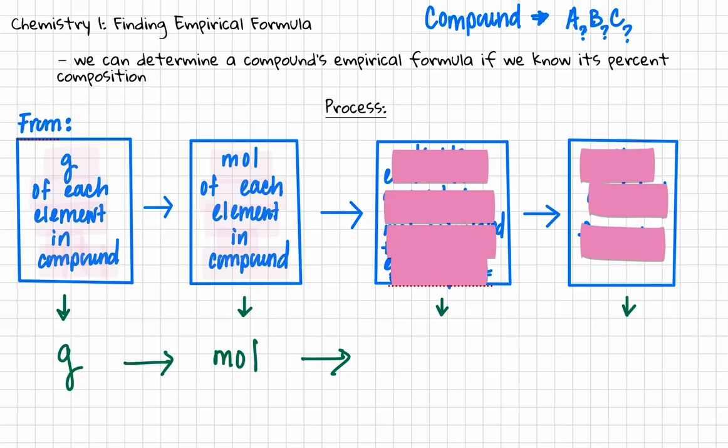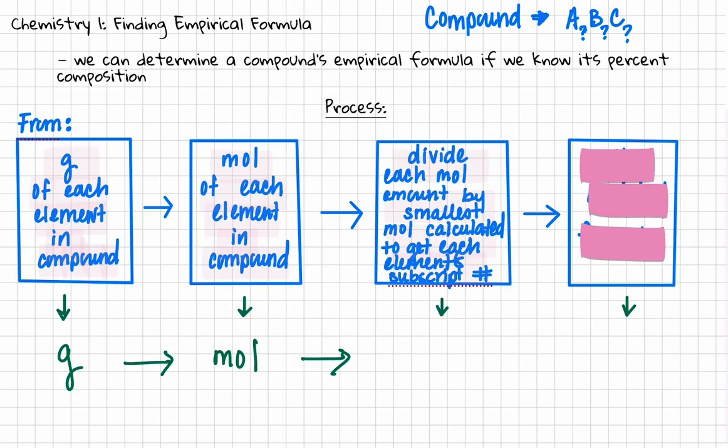you are going to go and divide each mole amount by the smallest mole amount calculated to get each element subscript number. So, for example, if you have a compound and you found the moles of each of these, so you found this moles of A, moles of B, moles of C, whatever mole amount is the smallest, you're going to divide by. So you're going to have, let's say, example, 3 mole amounts.